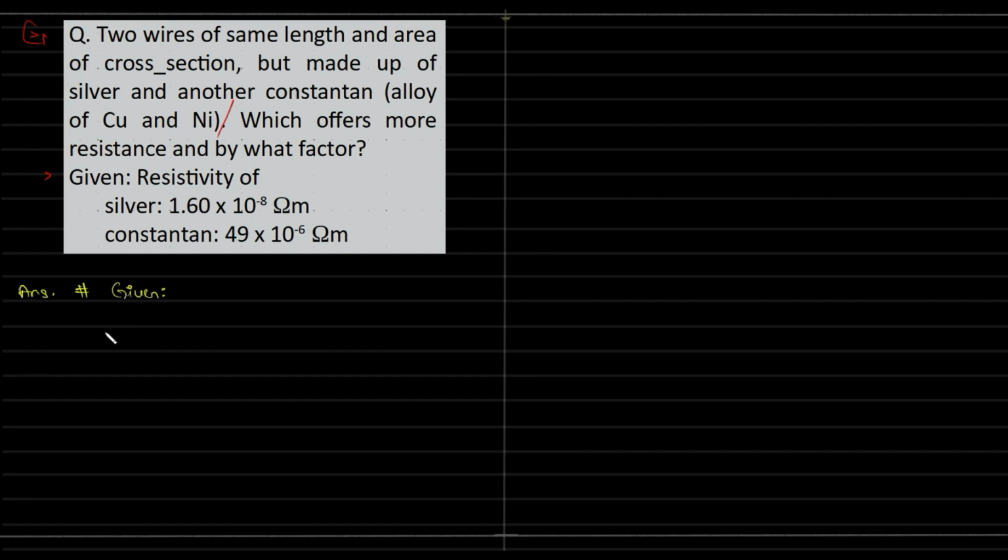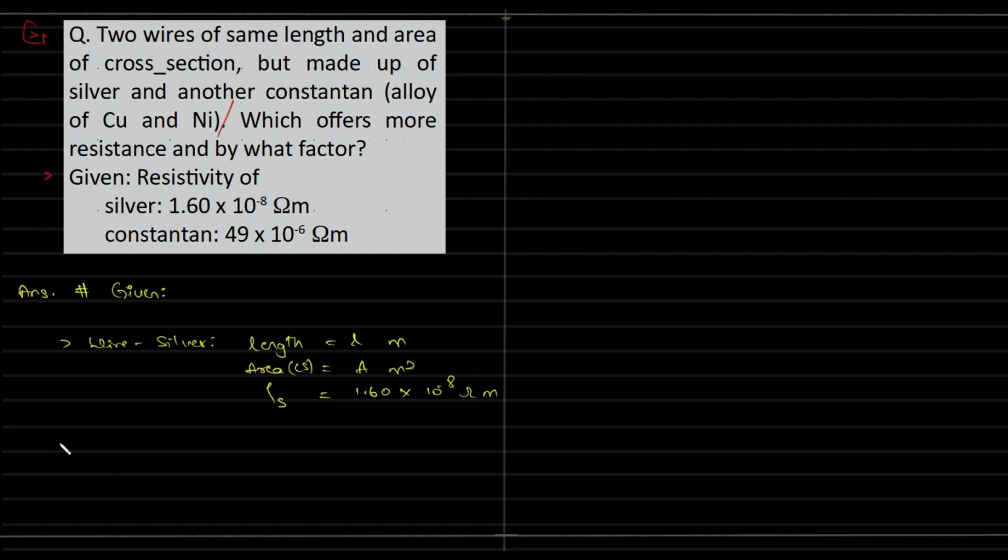Okay. So we have given a wire made up of silver that has a length of L meters, area of cross section is A meter square, right? And the resistivity of silver happens to be 1.60 into 10 to the power of minus 8. Let me write that properly, ohm meter, right?